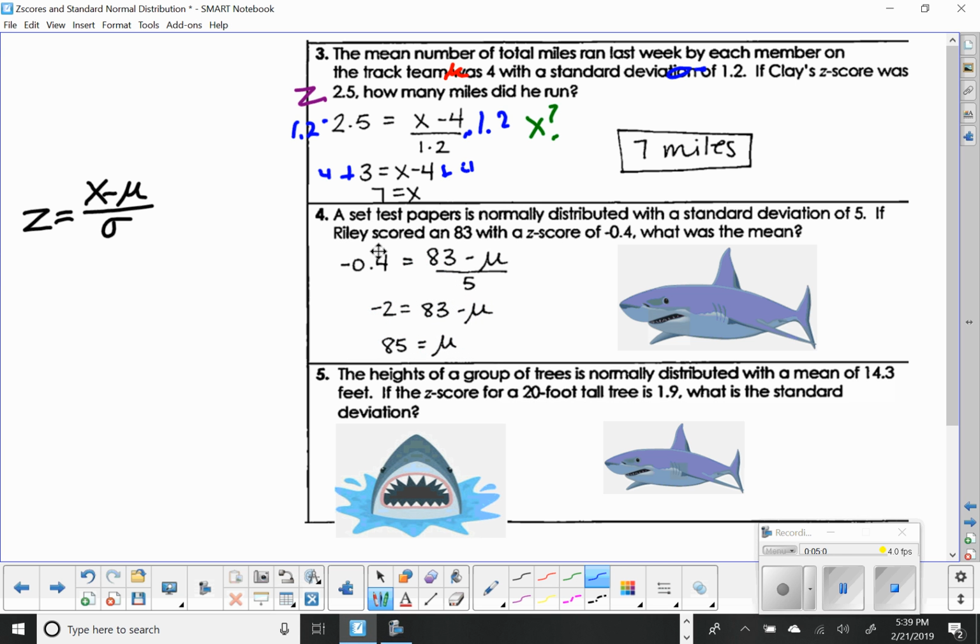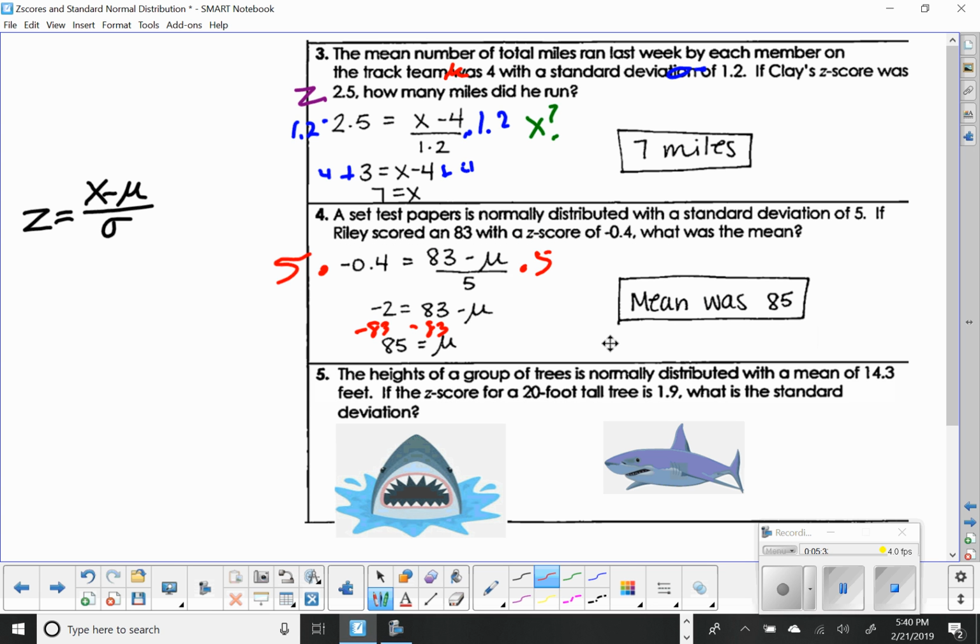For this one, you're looking for the mean. So of course, the mean right here is what is left. You put everything where it's supposed to be, and then you multiply both sides by 5, and then you can subtract 83, and then you're going to have negative 85 is equal to negative mu. So you multiply both sides by -1, and you wind up with a mean of 85.